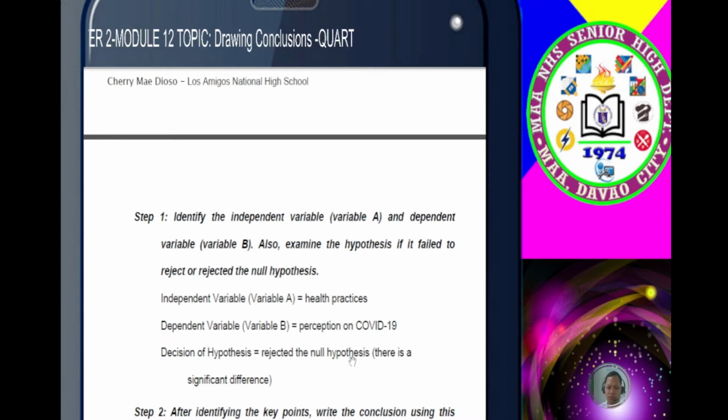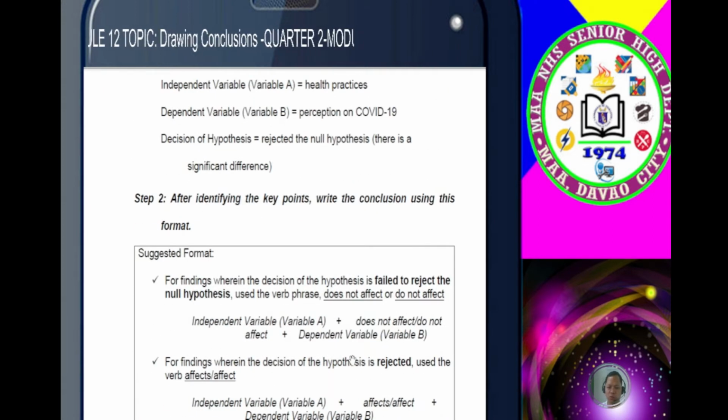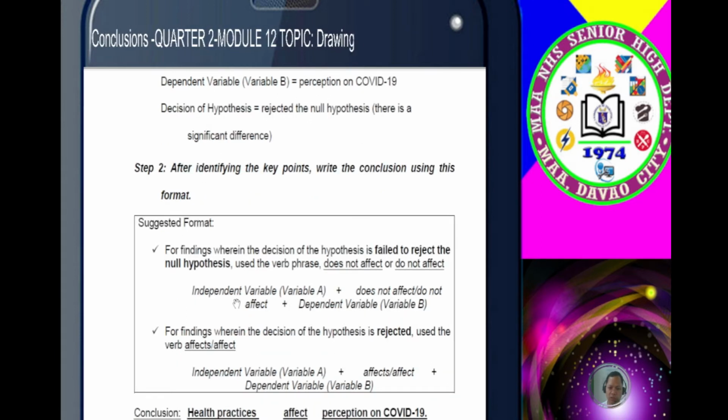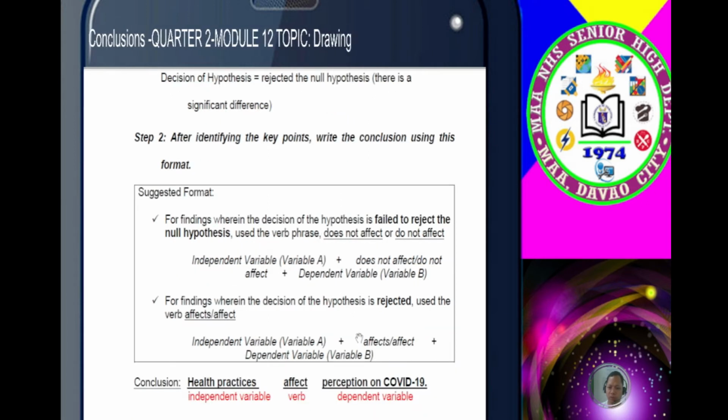Okay. So here's the format in making your conclusions using the said design. For findings where the decision on the null hypothesis is fail to reject, use the verb "does not affect." So if the null hypothesis is not rejected, how to write? This is the pattern: independent variable plus "does not affect" the dependent variable. For the findings where the hypothesis is rejected, the format is: independent variable affects the dependent variable.